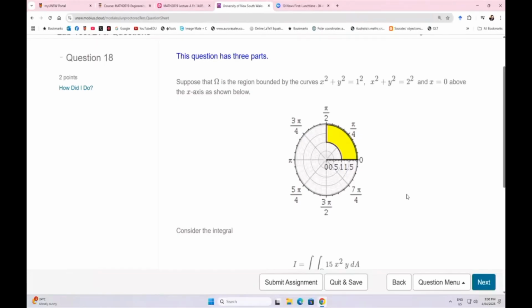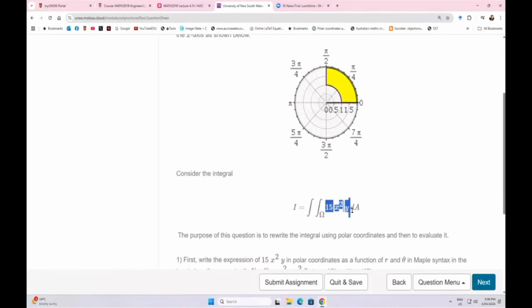Let's have a look at the function that we're integrating, the integrand. There it is there. I'm going to replace x with r cos theta, and replace y with r sine theta. And what do I replace the area element dA with? r dr d theta. If you can remember that, happy days.